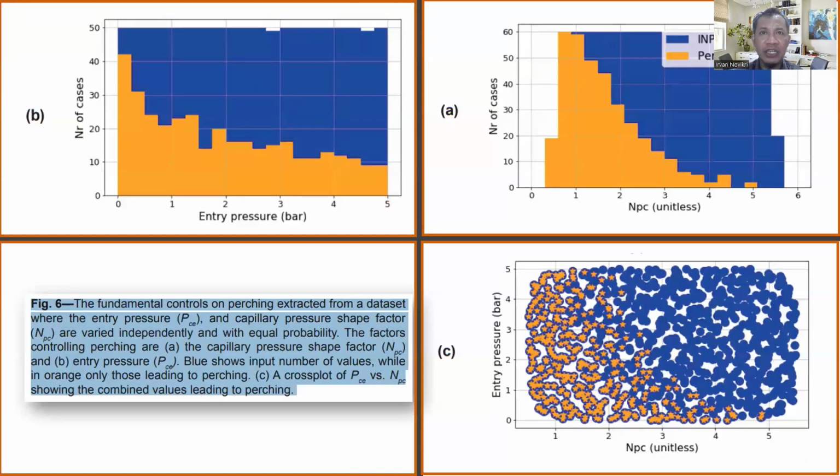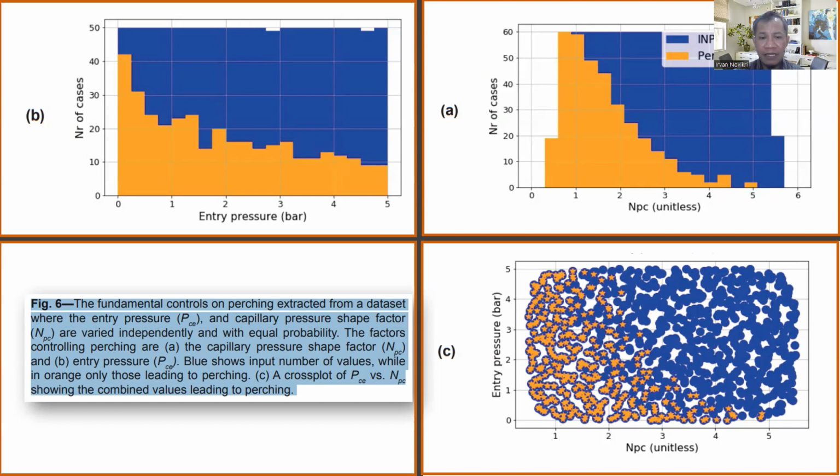In the simulation, various inputs were tested based on Table 1. The resulting impact on the free water level was observed. The findings show that only a minority of simulations resulted in perching, with the capillary pressure shape factors and entry pressure having the most significant influence.